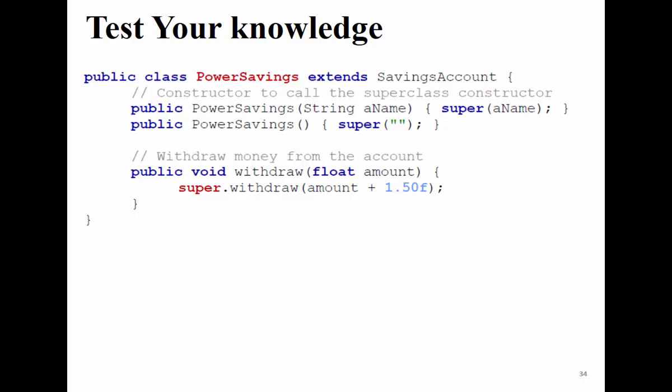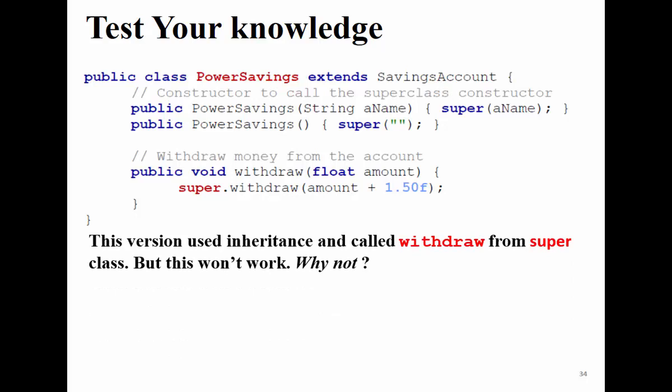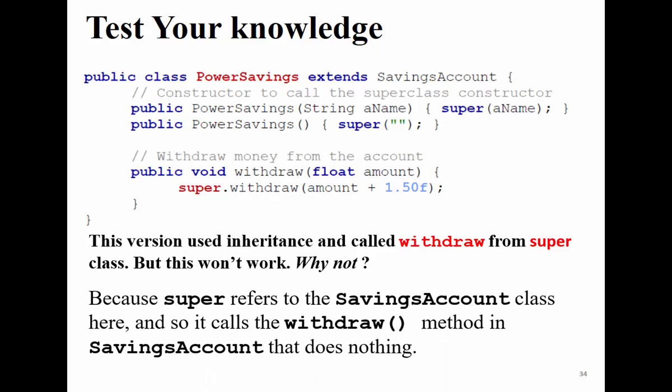So the super class should take care of it, yes? It's okay. This version is not working. Why? Any suggestions? Yes? That's right. Saving account has a method called withdraw, and inside it does nothing. So we're not going to take the money out. We have to be careful whenever we are using inheritance. As super, we call the super method. That's right. So super is referring to the saving account. Inside the saving account, we have a withdraw method that actually does nothing.